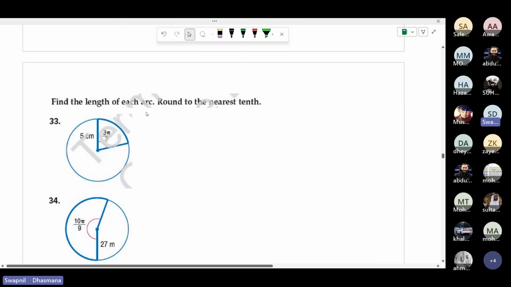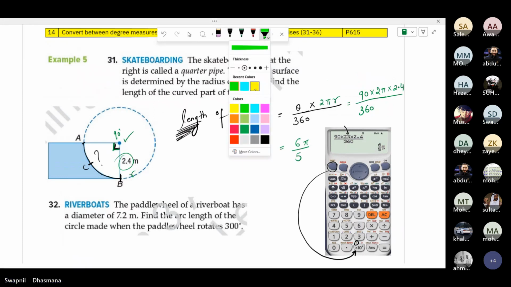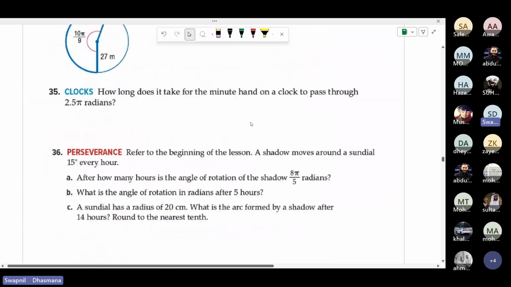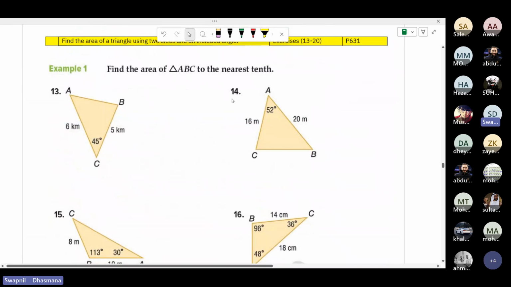This is about length of arc. Length of arc, this is the rule. Okay, so length of arc is same, everything same. Now, what is the area?